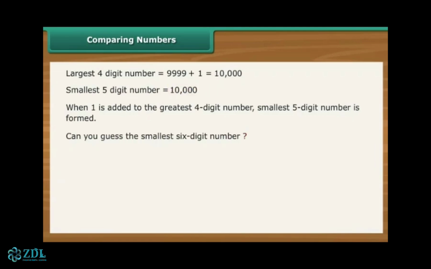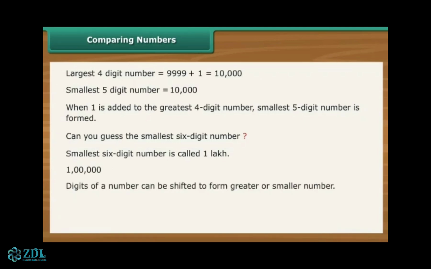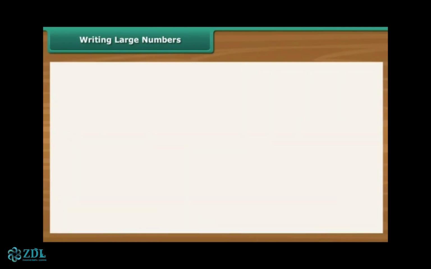Can you guess the smallest 6-digit number? Smallest 6-digit number is 1 lakh. Digits of a number can be shifted to form greater or smaller number. Let us see how. Writing large numbers.